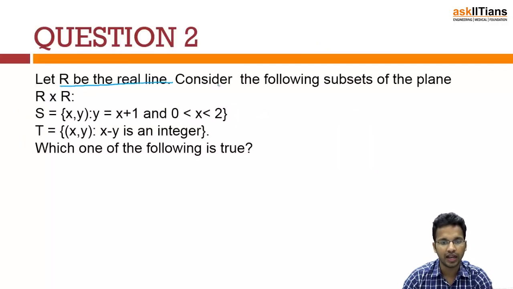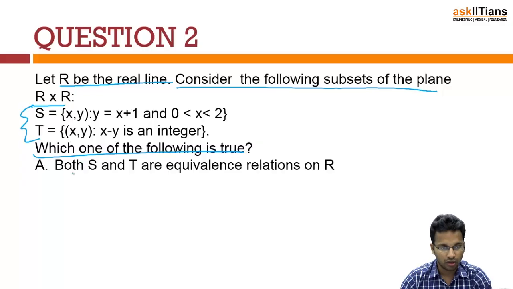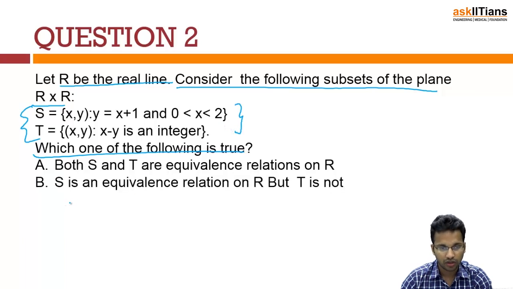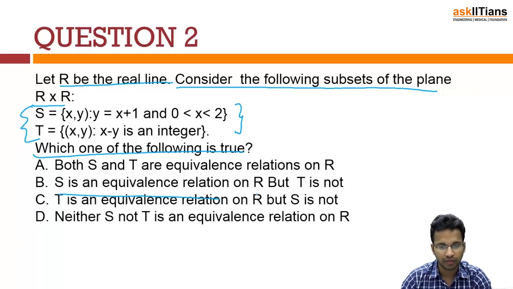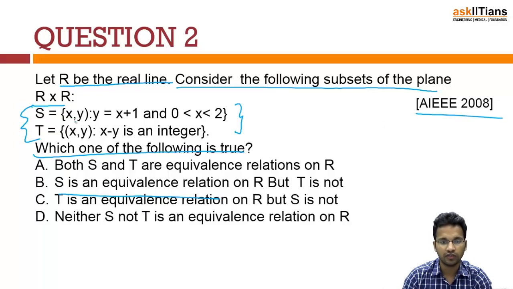Let R be the real line. Consider the following subsets of the plane. S is given and T is also given. Now which one of the following is true? Both S and T are equivalence relations. Now we have to check for these relations whether they are true or not. S is an equivalence, so options will be like this. This question came in IIT-JEE 2008, which is now nothing but the JEE Mains.